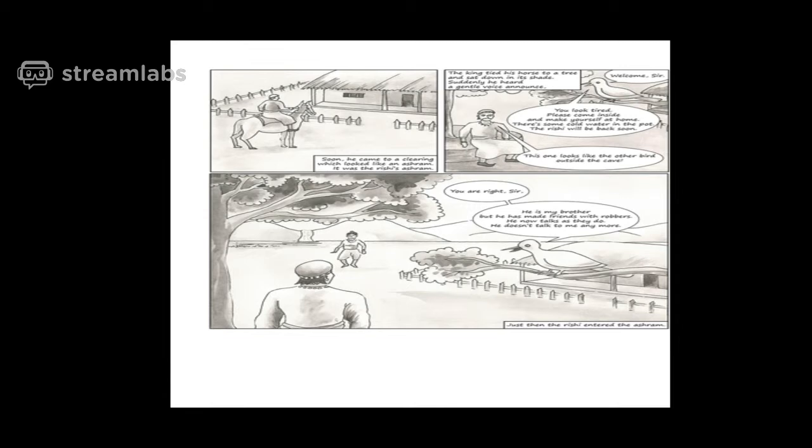Just then the Rishi entered the ashram. You can see here the Rishi coming near him, approaching him. Okay, now let's look at the next picture.